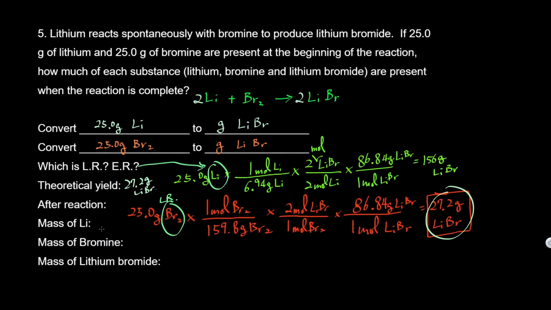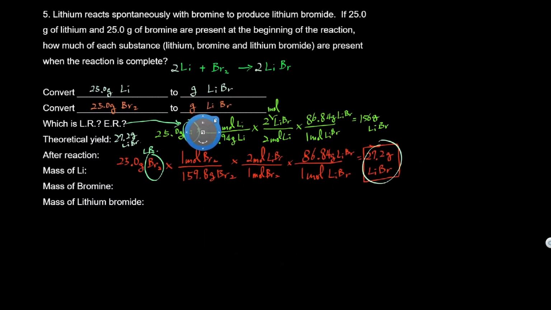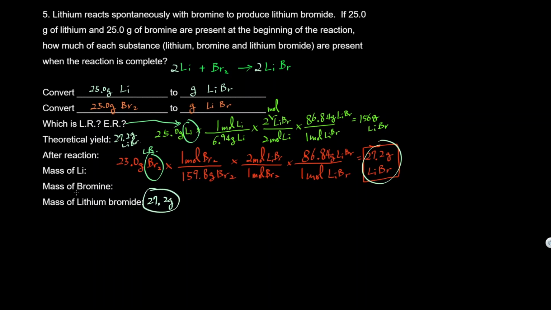Okay. Now, after the reaction, mass of lithium, we need to figure that out. So we know that at the end of the reaction, we made 27.2 grams of lithium bromide. So that's just this, 27.2 grams. And then mass of bromine will be 0 because bromine was the limiting reactant, so everything will get used. So that's 0. Now, all we need to figure out is the mass of lithium, which is the excess.